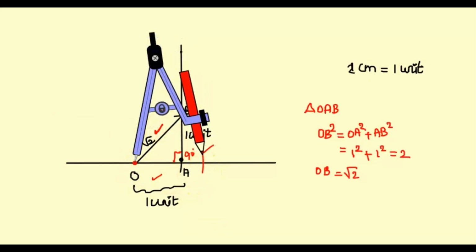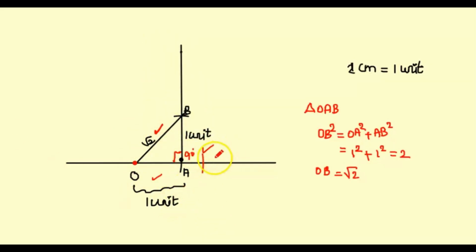So what is this actually? I can mark this intersection as some other letter. So I am marking this as D. So now from O to this D is going to be root 2. So I can say OD is equal to root 2. That is what exists on the number line. Actually OB is equal to root 2, but OB is not on the number line because the point B is not on the number line.